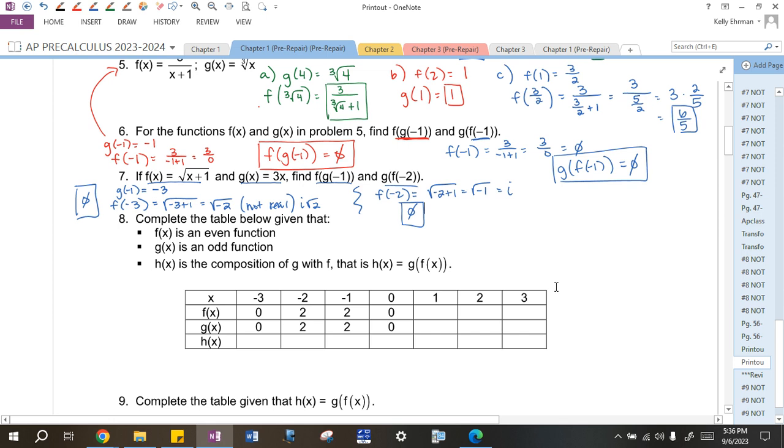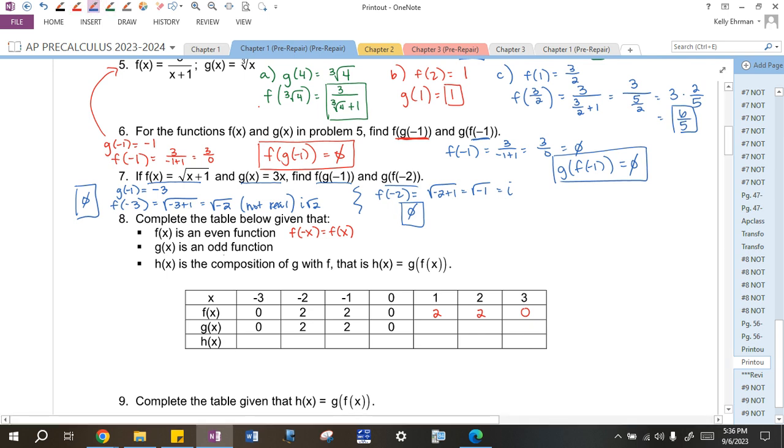All right, we've seen some tables in our AP problems. So here's another table. It's a little nicer to have them on paper, I think. Complete the table below given that f of x is an even function. Remember, that means that f of negative x should equal whatever f of x equals. So let's look at f. If f of negative 3 is 0, then f of positive 3 should be also 0. If f of negative 2 is 2, f of 2 should be 2. And f of 1 and negative 1 should be the same as well.